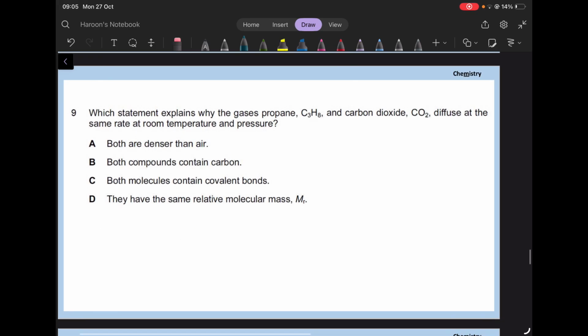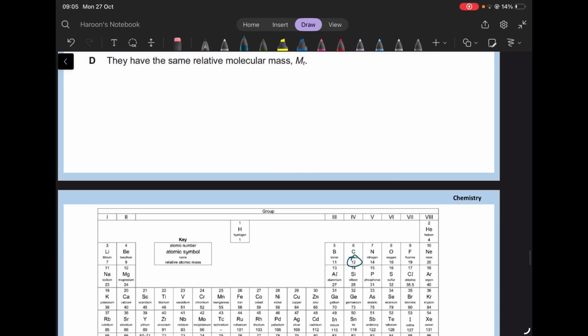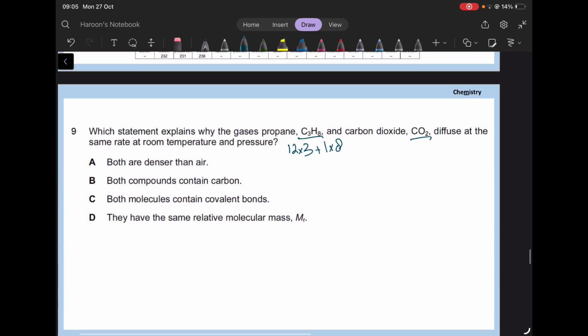Which statement explains why the gases C3H8 and carbon dioxide diffuse at the same rate at room temperature and pressure? Basically, this would be 12 times 3 plus 1 times 8. So you can see 12 comes from here and 1 comes from here for hydrogen. So this would be 36 plus 8. This should be 44, and this should be 12 plus 16 times 2. This should also be 44. Basically, they have the same mass. So they have the same molecular mass. That is why they diffuse at the same rate.